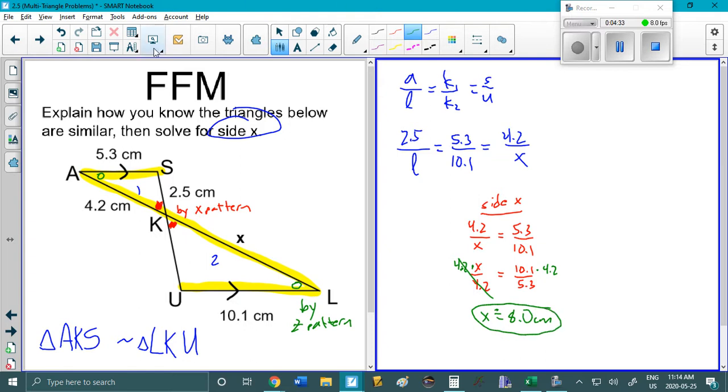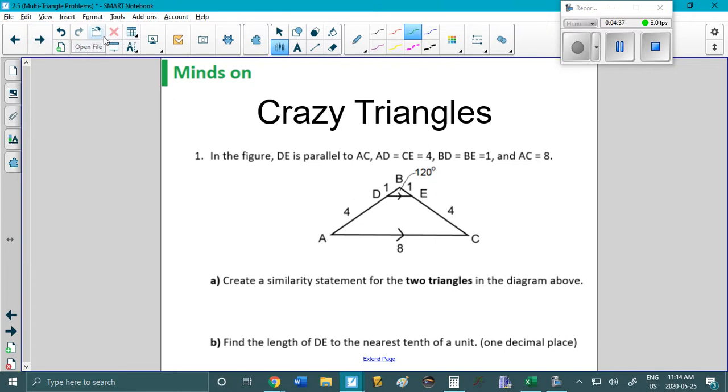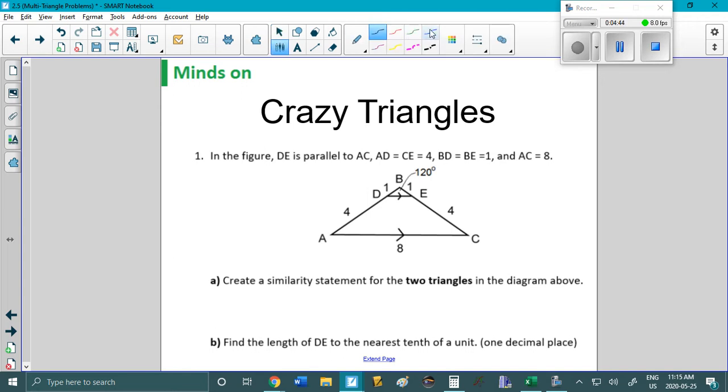This is going to be a really quick lesson today. There's not a lot of new stuff. I'm just kind of showing you other things that come along. So this is where we have multiple triangles in one problem. So this says here in the figure, DE is parallel to AC. AD, so AD is here, is equal to CE, which is here, is equal to 4. BD, so this little guy, is the same as this little guy.